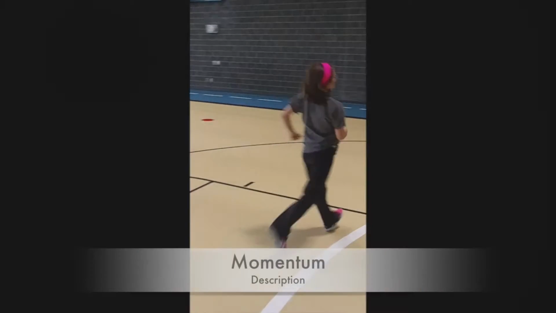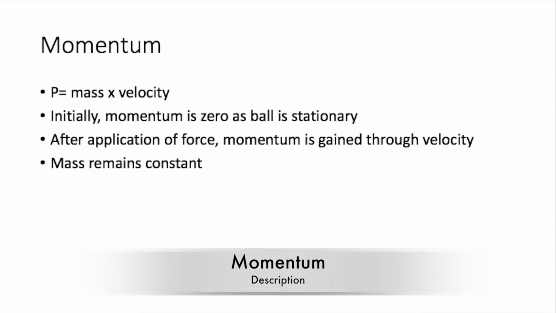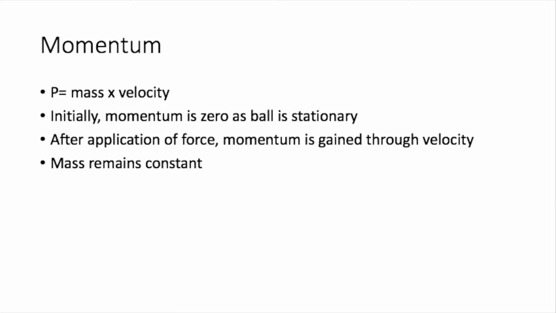Linear momentum is generally defined as a quantity of motion that an object possesses. More specifically, the product of an object's mass and its velocity. Linear momentum is equal to mass times velocity. Momentum is equivalent to mass times velocity.